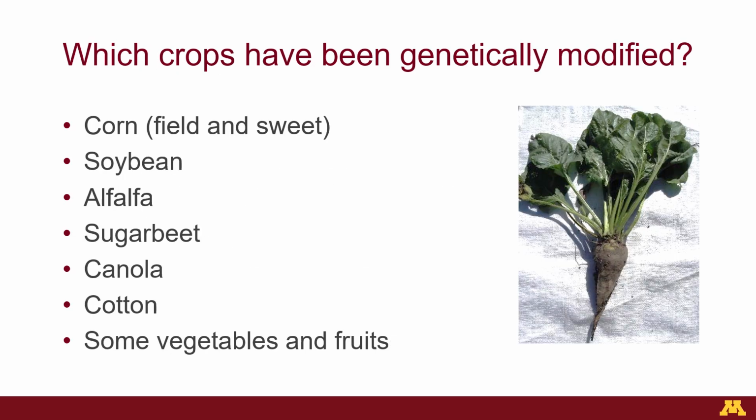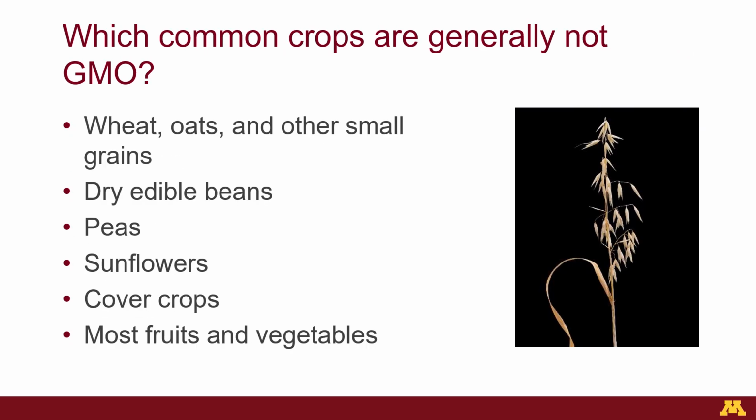Not all crops have been genetically modified. The most widespread GMO crops are corn and soybean, but there are also commercially produced varieties of GMO alfalfa, sugar beet, canola, cotton, and several fruits and vegetables, including potato and papaya. There are currently no GMO varieties being marketed for small grains, dry edible beans, peas, sunflowers, common cover crop species, or most fruits and vegetables.